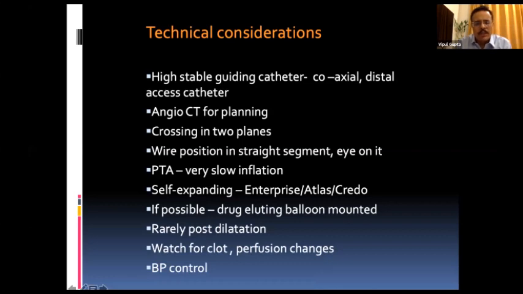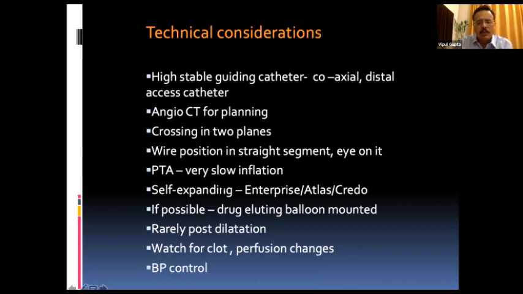The wire we position in a distal straight segment, and we keep an eye on it so that it does not cause damage there. Balloon inflation is done very slowly over 1 to 2 minutes, not an immediate one like in carotid. This prevents plaque rupture and plaque dissection.